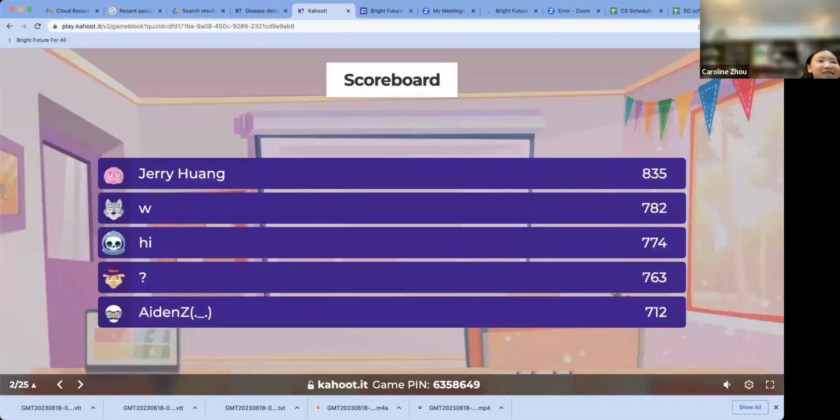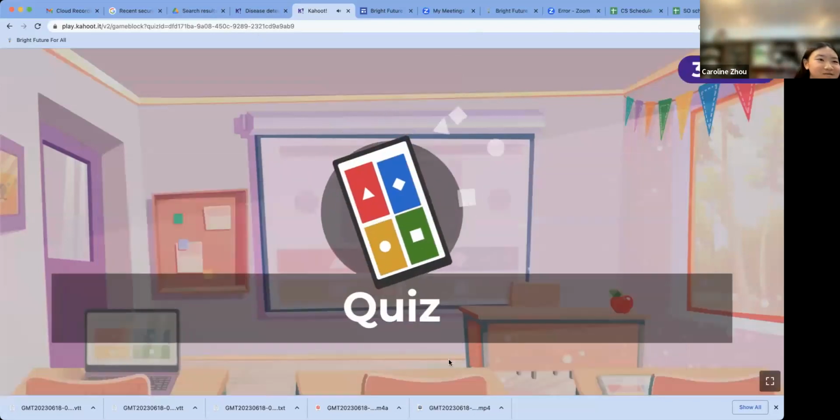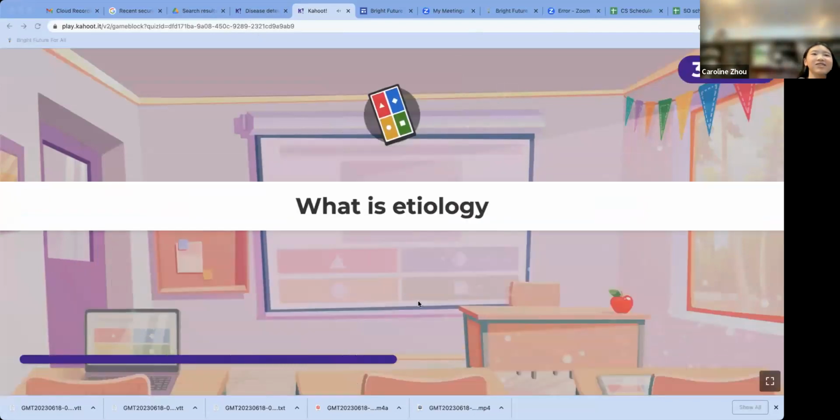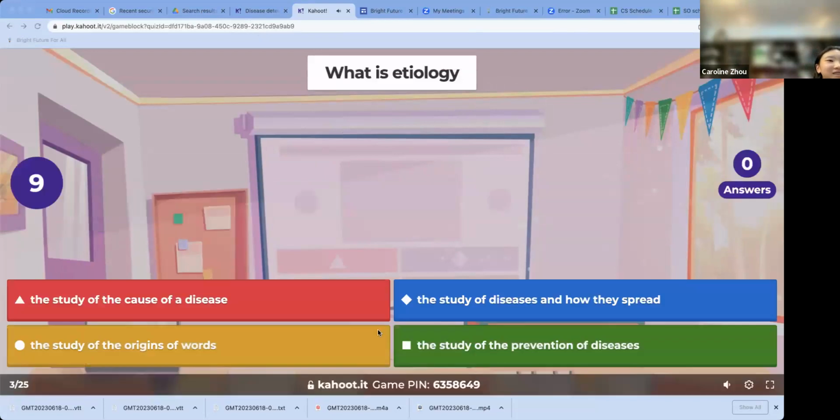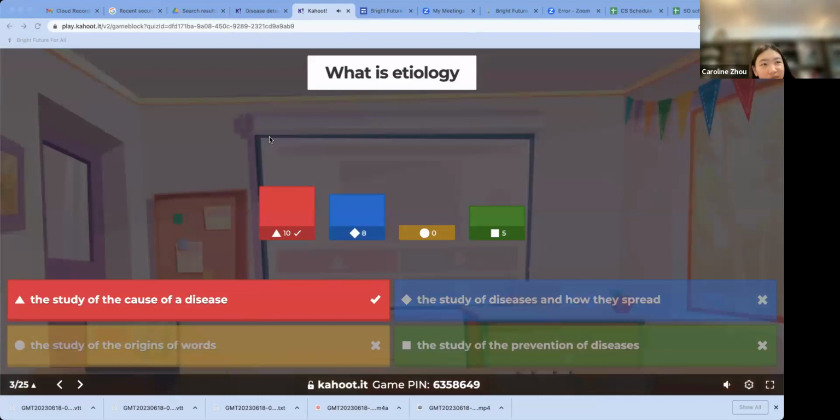Okay. What is etiology? Etiology is the study of the cause of a disease. Yeah, it's not the same as the study of diseases and how they spread. That's epidemiology. Okay.